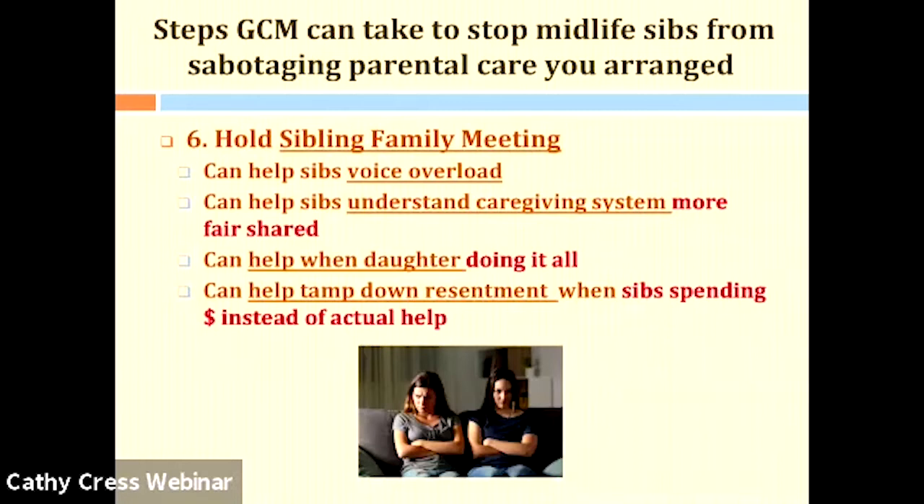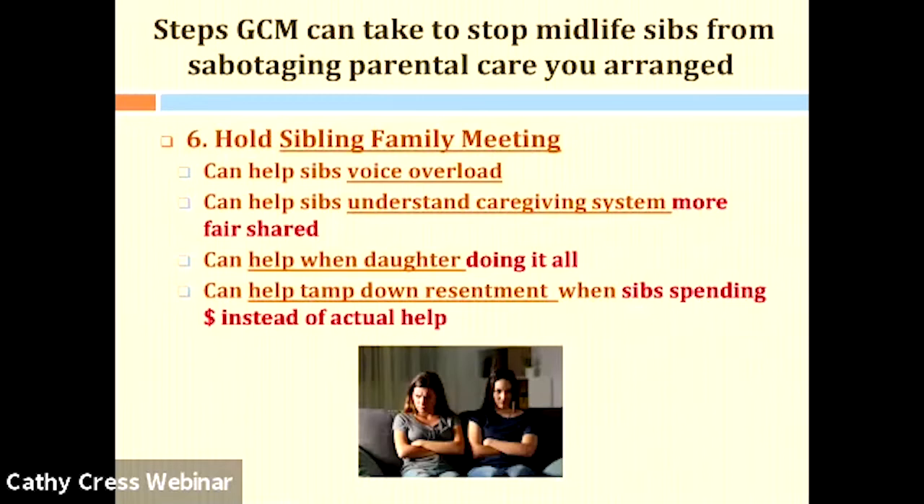And you can do this. You don't need a mediator to come in here. This is part of a care manager's skill. You can help when a daughter's doing it all to get her to verbalize it, because family caregivers do not see themselves as caregivers. They see themselves as family. And they willingly take on all the care. And then the caregiver often goes under before the person they're caring for.